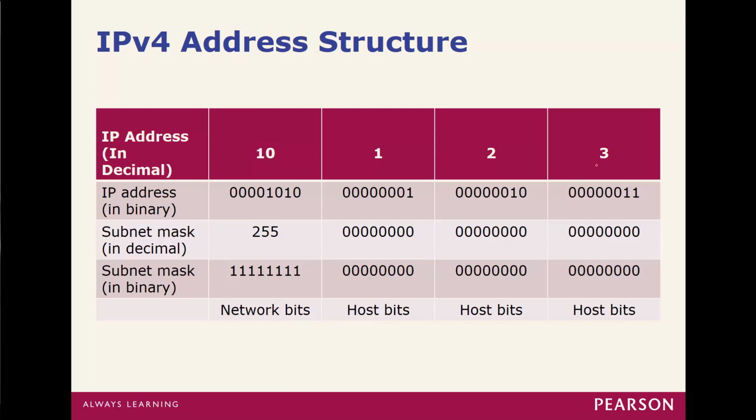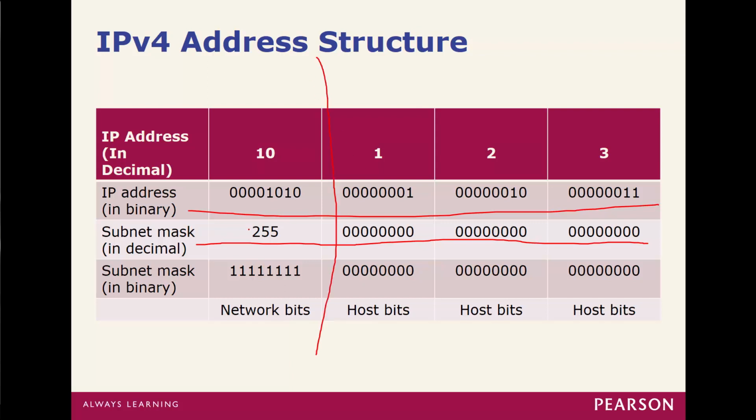So here we have a class A network or a 255.0.0.0 subnet. Essentially, this part is our IP, this part is our subnet. Our 255 says what numbers are locked in. These numbers cannot change. All numbers that way can change. Numbers that way can't. This, they can.